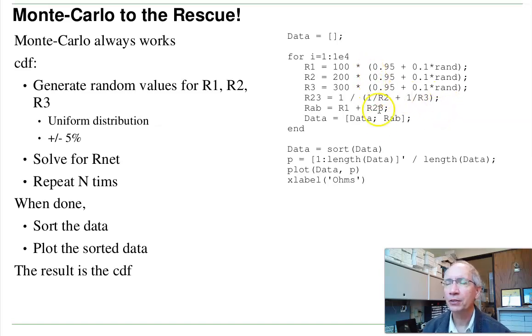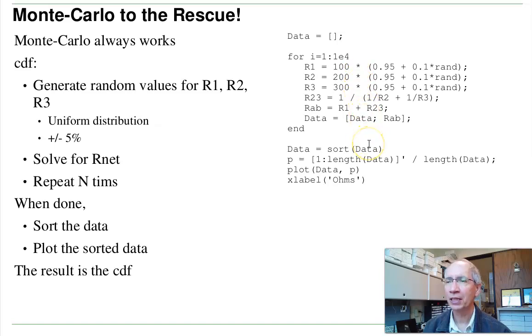If I can solve for one set of resistors, I can solve for a million sets of resistors. So here what I'm going to do is pick a random number for R1. R1 is 100 ohms nominally, somewhere between 95% and 105%. That's what this does. Picks a random number between 0.95 and 1.05. R2 is 200 ohms nominal, plus or minus 5%. R3 is 300 ohms, plus or minus 5%. Calculate the resistance of R2 in parallel with R3. Add that with R1. That's the total resistance. Calculate that, repeat 10,000 times.